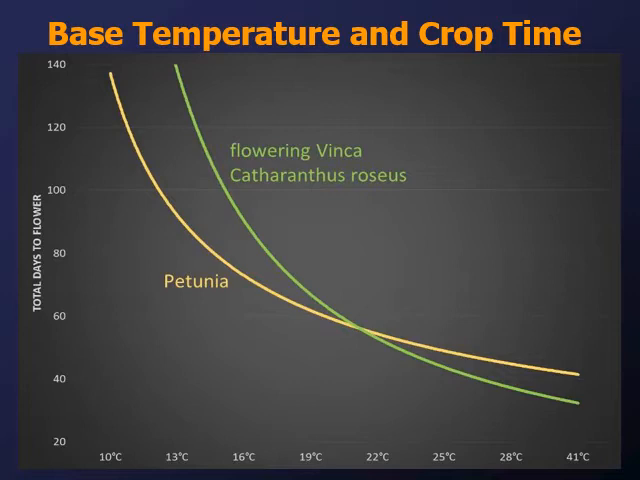Also, if you were to plot the base temperature to the total days to flower, right? So this is an annuals thing. Looking at petunias, which are an interesting crop because they can handle high temperatures, their crop time shortens dramatically as you get warmer. So the plant's growing faster and faster and faster. You're going anywhere from, say, 130 days down to 50 days to finish.